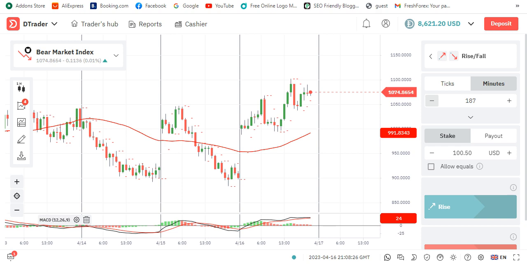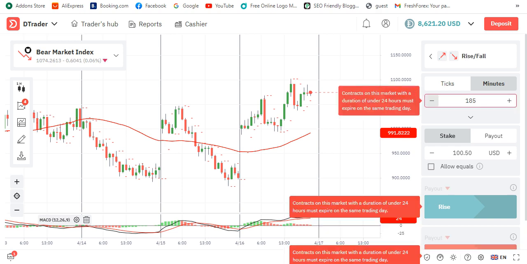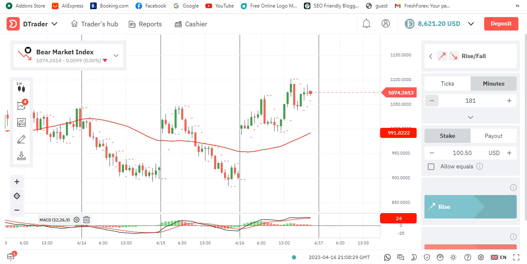bull market. Okay, but I'm going to use one to explain the whole stuff very well for you. So don't worry, I am going to explain the whole stuff for you. Okay, so if you check here, this is where you enter your trades.